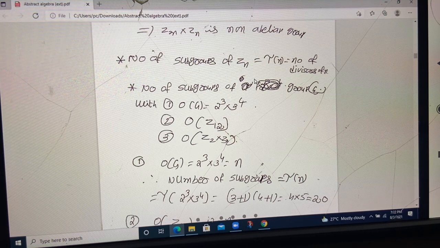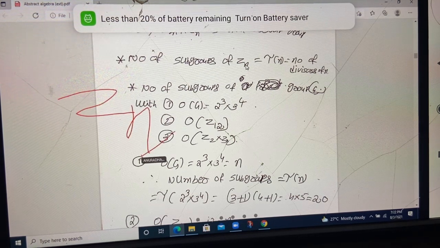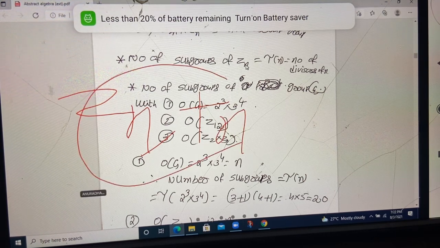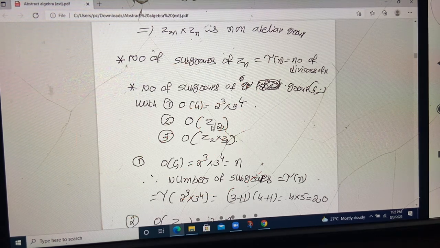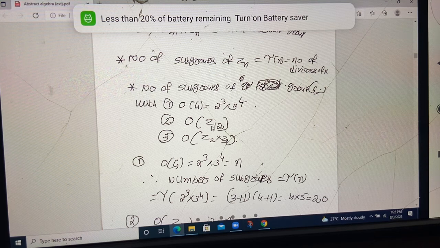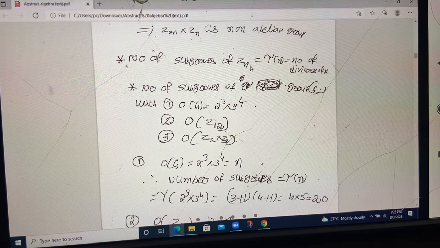Number of subgroups of Zn. Earlier we have studied, in the beginning also I told you, (Zn, +n) is a group. Then how many subgroups will it have? What is a subgroup? Yes, a subset of a group which is also a group is called a subgroup. We want to know how many subgroups there are. So how to know? There is one shortcut. The number of subgroups of Zn is equal to tau(n).